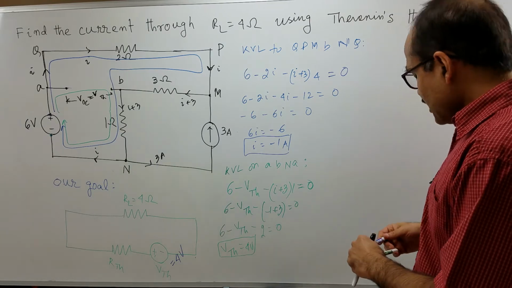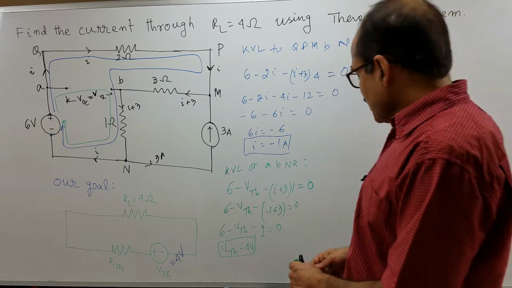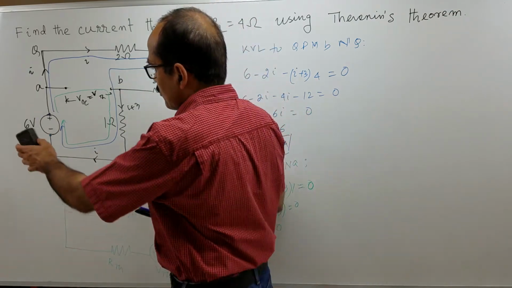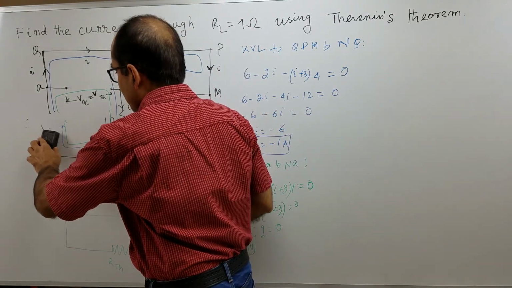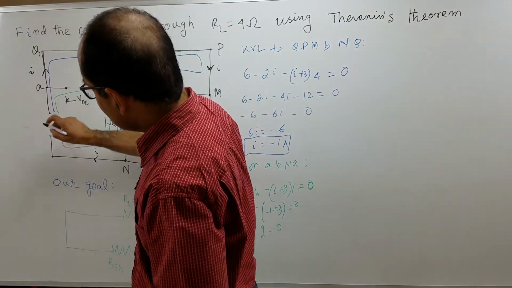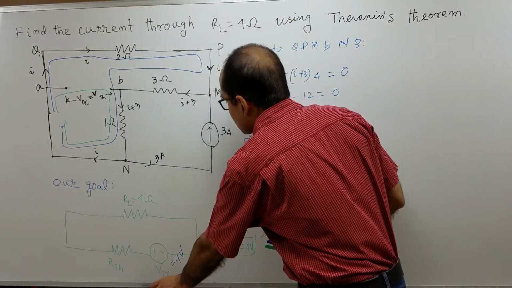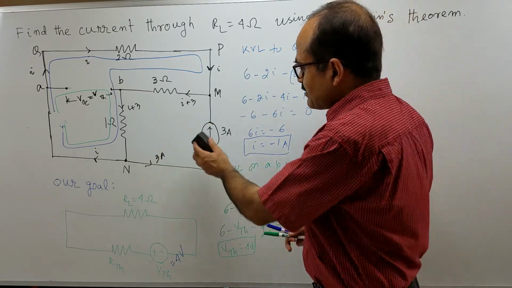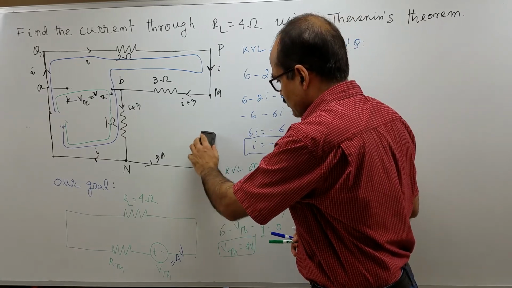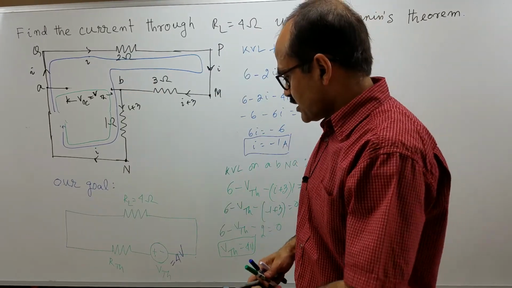Next we have to find R Thevenin. To find R Thevenin, we short circuit the independent voltage source. We can just remove this independent voltage source and replace it by a zero resistance conductor, and we also open circuit the current source. So everything here is removed, and there will be no current flow anymore. This is what the circuit now looks like.